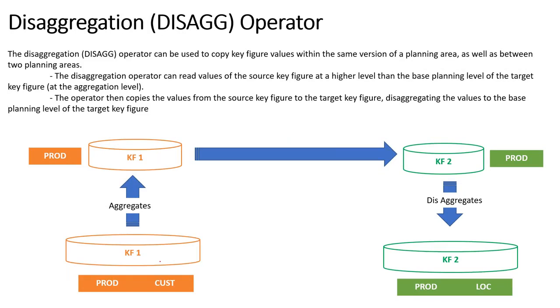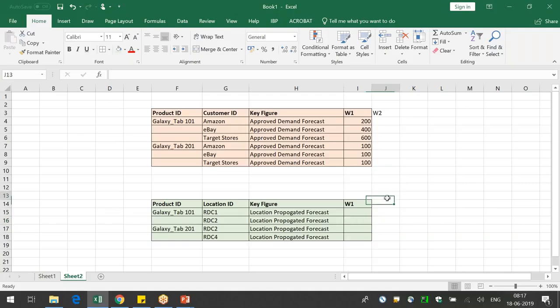So see this fancy diagram here. There is a product ID and then customer ID. This is the source and this is the target. If you configure this copy operator and say please aggregate at a product level, the system aggregates the values for the product level on the fly in the buffer and puts it onto key figure 2 at that level, product ID, and then it disaggregates to product and location. That's how it does it.